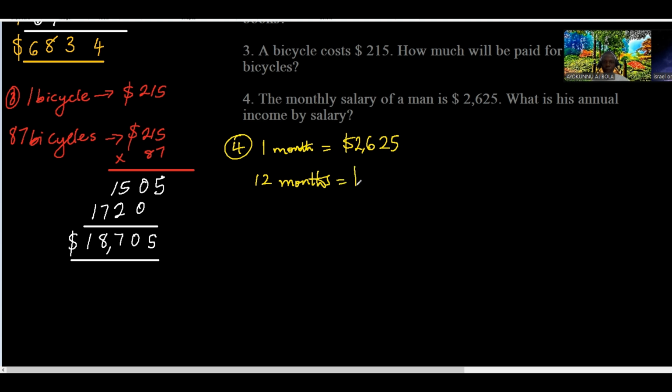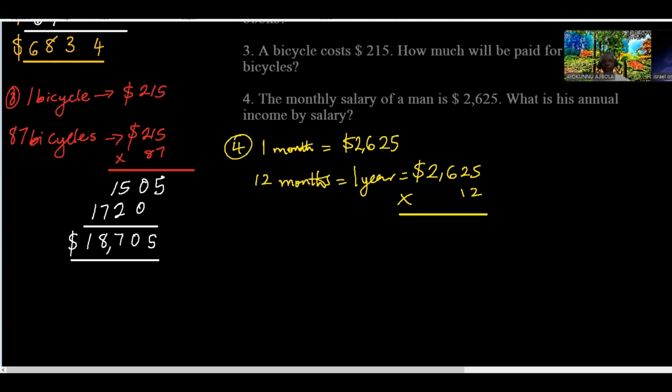So 12 months pay, which is equal to 1 year, will be the salary for 1 month times 12. So I'm going to just put it at the bottom. So times 12. So what we have is to multiply all of this.